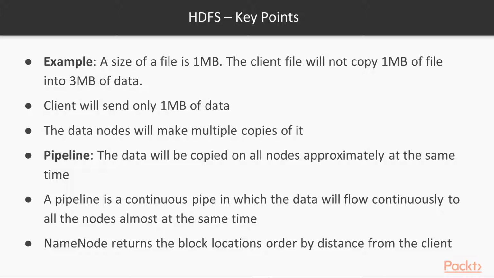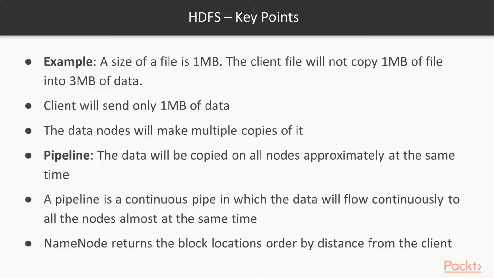During a write operation, the blocks are streamed using the data streaming protocol to all nodes in the replication chain. The important thing to keep in mind here is, let's say I have a file whose size is 1 MB and I'm trying to copy that file to HDFS. It does not mean that the client will copy 1 MB into 3 MB of data because replication is 3. The client will just send 1 MB of data. It is the data nodes which are actually making multiple copies of that.